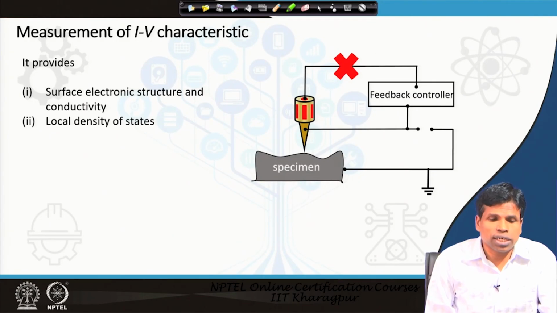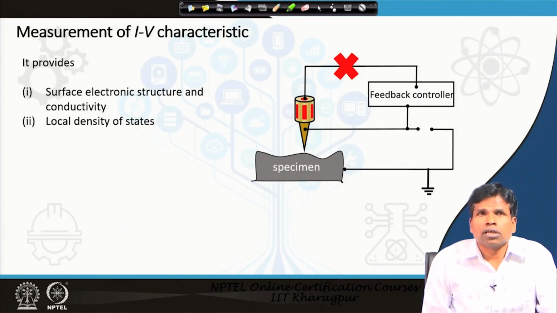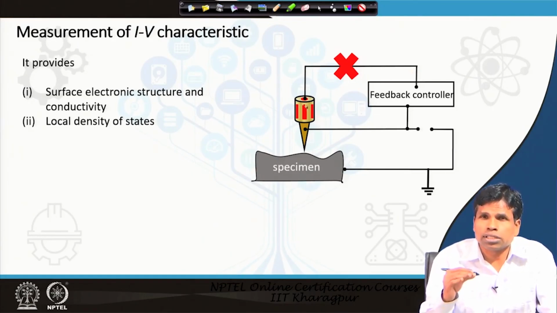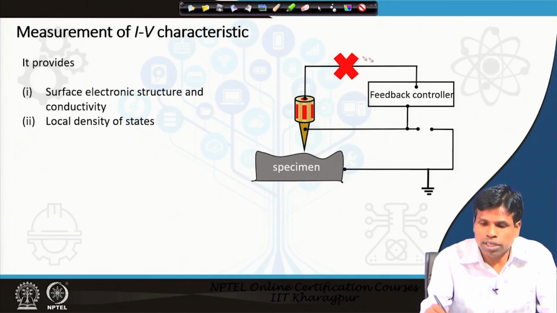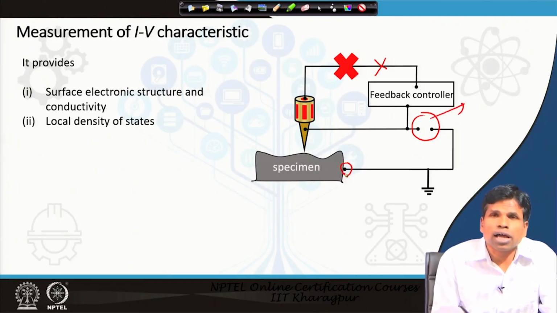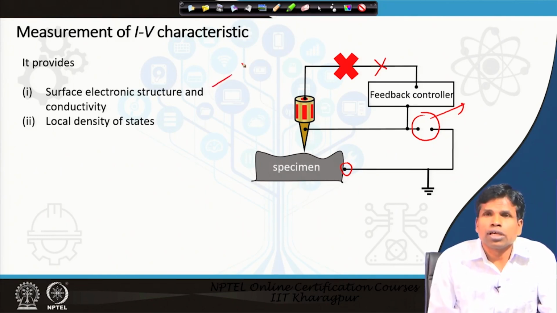Another important thing that we measure here is the current-voltage characteristic. Here the voltage is varied. For a short time we keep the tip and sample at a fixed position and we stop here. The feedback controller is inactivated for a short time, and then we apply a bias difference and measure the current. By varying the bias voltage between the tip and sample, we measure the current, and from the IV graph we get the conductivity. In addition to that, it can also be used for the local density of states.